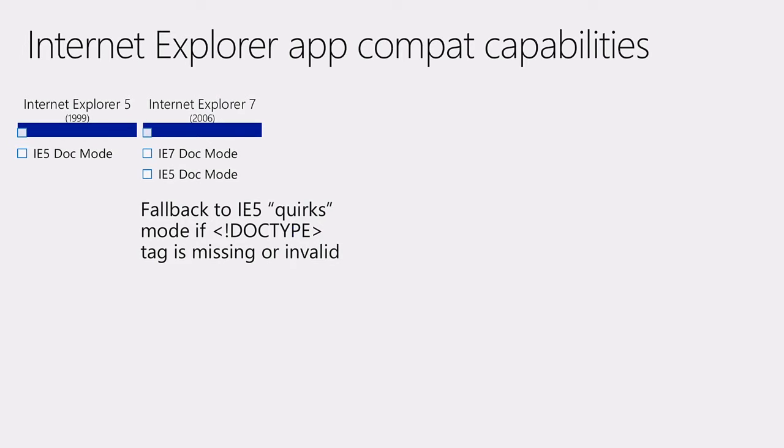Now, this is an important distinction because this is still true today. If a web page doesn't have a valid doc type in the header, it will automatically fall back in Internet Explorer, any version of Internet Explorer, to IE5 Quirks mode. And that's an important distinction because this is something that we can control today through Enterprise Mode, which I'll talk about more in a little bit.